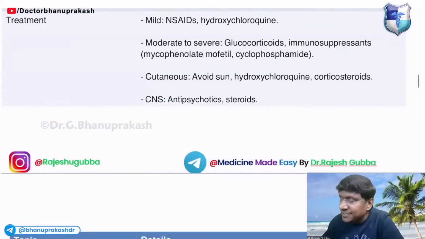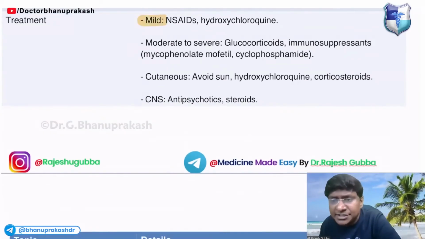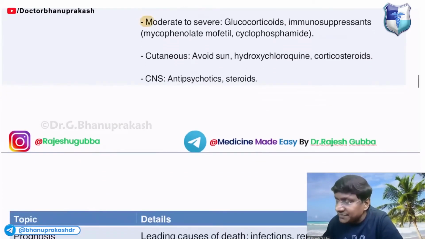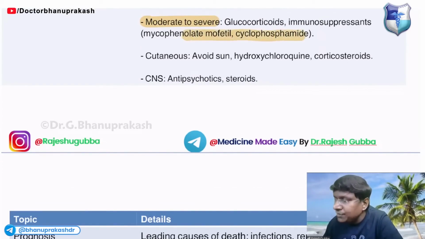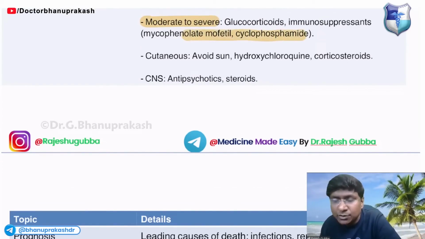What is the treatment in these patients? The common presentation is in the form of arthralgia. So in mild cases, you can give NSAIDs as well as hydroxychloroquine. But in moderate to severe cases, they will require immunosuppressive agents like glucocorticoids. The other immunosuppressive agents that can be given are mycophenolate mofetil as well as cyclophosphamide.